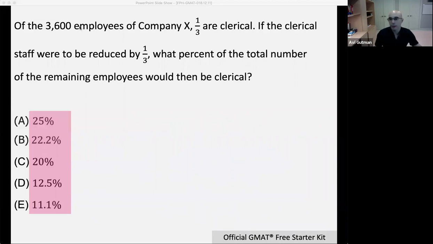To Jared's question in the chat box there, yes, this is a real official GMAT question. All of the questions we're looking at today are questions from the test. If you find this question to be very easy, then that's great for you. Some people find it easy, some people find it very difficult.